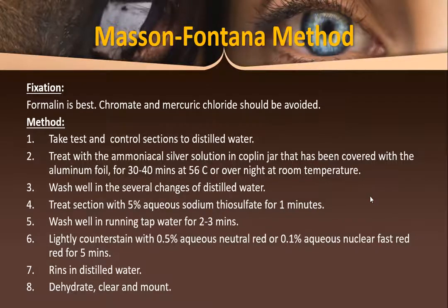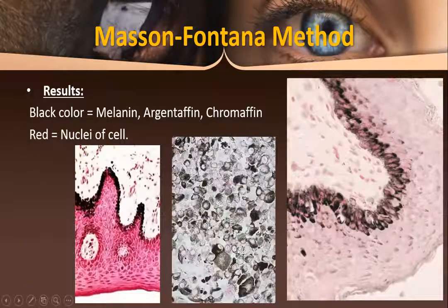So what will you observe in the microscope? Here are the results of the Masson-Fontana method. Melanin accumulation will appear dark brown in color. Melanin, argentaffin and chromaffin pigments usually appear black in color.